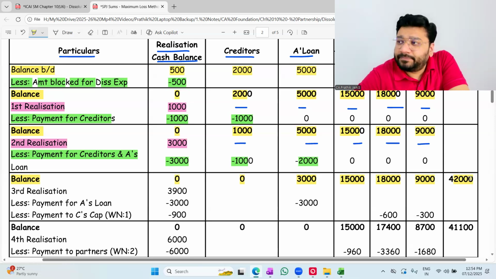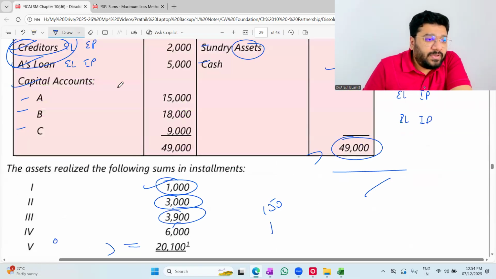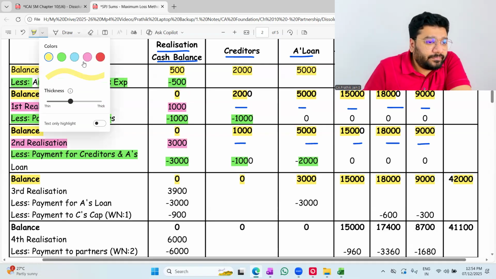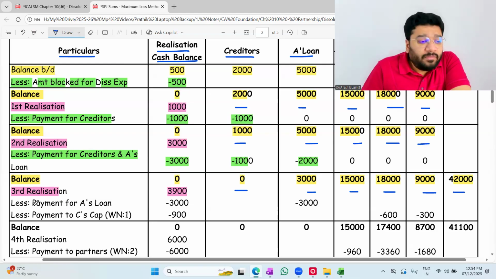Any problem? Next, 3,900. Third realization 3,900. Dash in all the columns. Now here, make the payment of 3,000, because the payment that I have to do for ACE loan is only the 3,000 balance left. So make only that payment first.